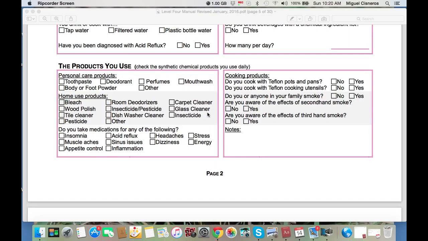Cooking products. Do you cook with Teflon pots and pans? Remember the Teflon fever, the flu? And also Teflon carcinogen. Do you cook with Teflon cooking utensil? Carcinogen. You want to remove that.